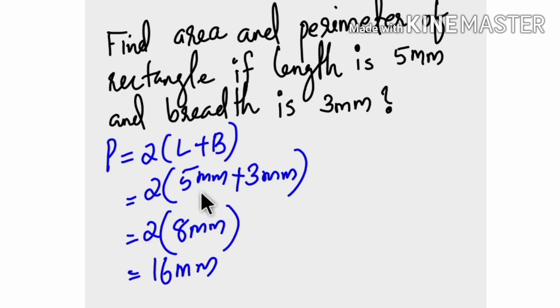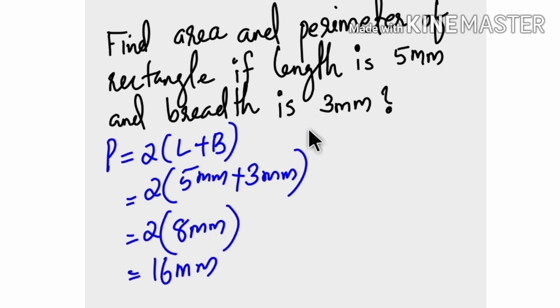You should remember one thing here while doing these calculations. You should add these two data first. That is, inside the bracket you should do first 5 millimeter plus 3 millimeter, 8 millimeter. Now 2 into 8, 2 into 8 is 16 millimeter.